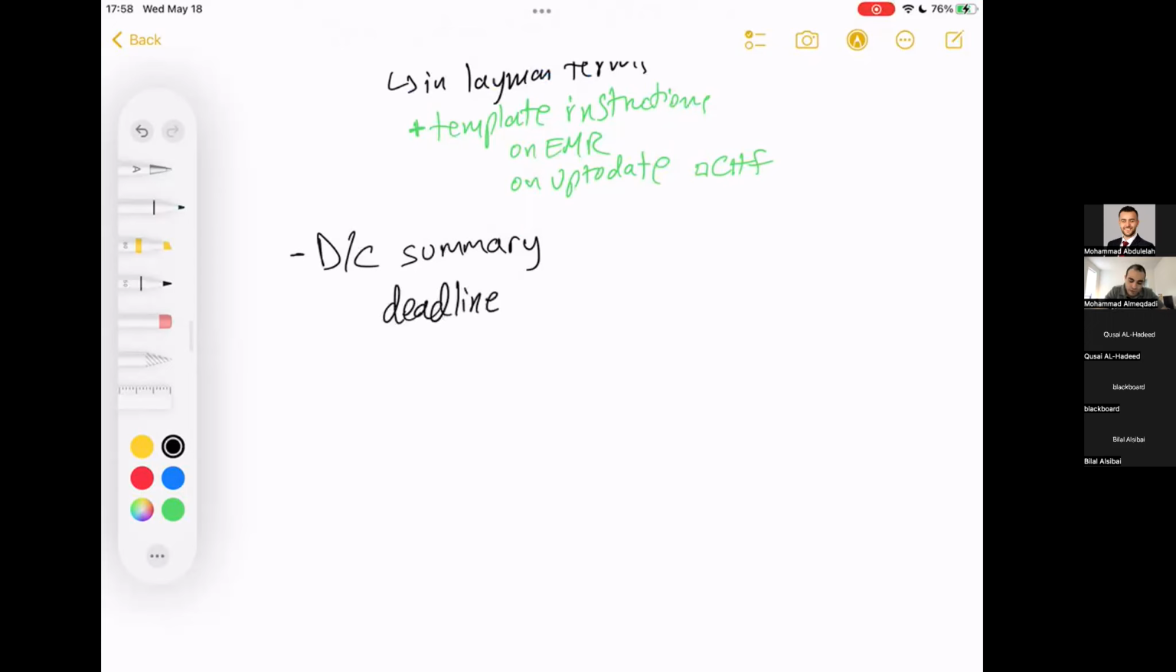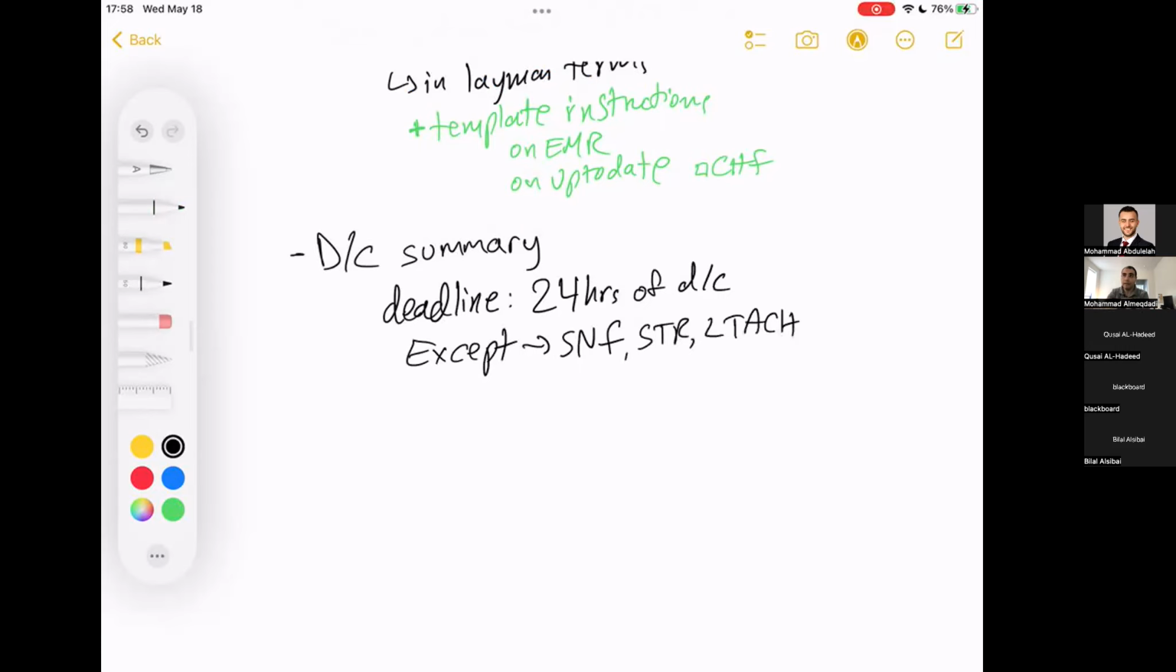Okay, you have to write the discharge summary within 24 hours of discharge. It has to be written down, except if the patient is going to a nursing facility, short-term rehab, or an LTAC. If any of these exist, then you have to write it prior to discharge.